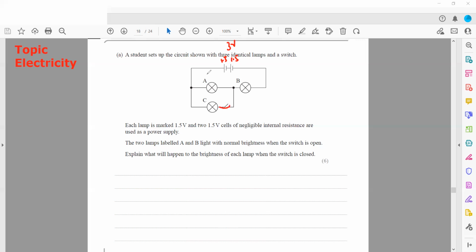Now these two, A and C, are in parallel, and when they are in parallel, the combined resistance will decrease. So this part will have a low resistance and this part will have a high resistance. A region with a high resistance will have more voltage, and a region with low resistance will have less voltage. So what will we observe when the switch is closed?